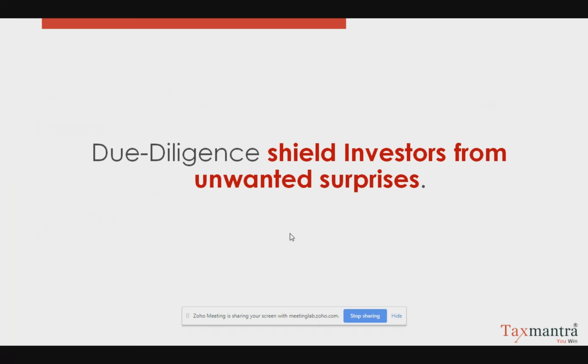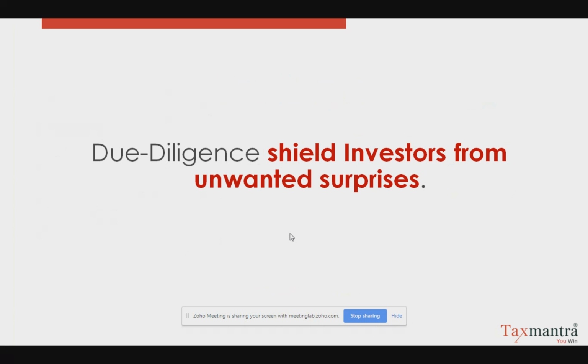The third one is due diligence shield investors from unwanted surprises. So again, the same thing: it might happen that you have known only a part of the company. The company might have been working for the last 5 years, and you have known the company for the last 1 year, and after a year you have decided to invest in the company.